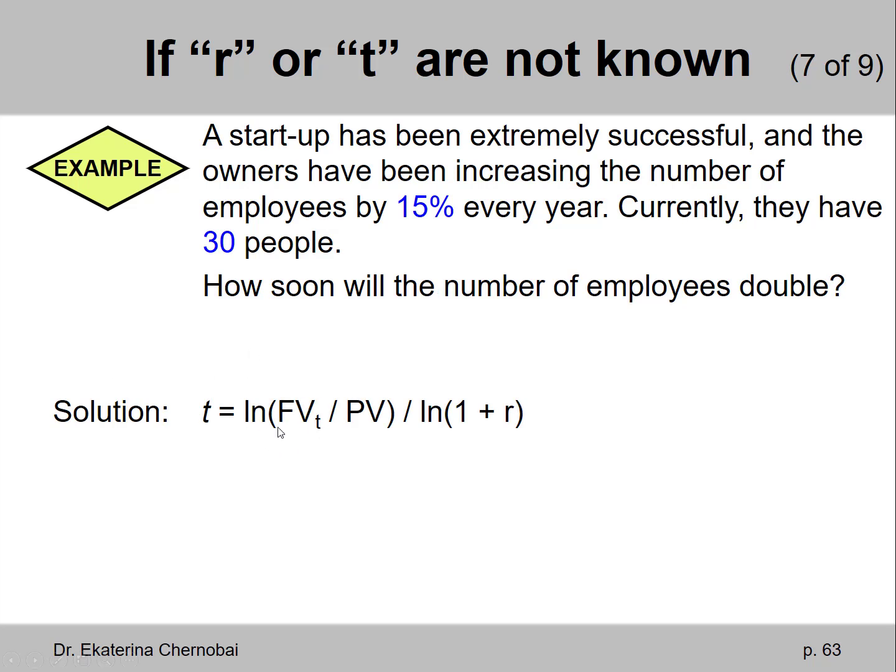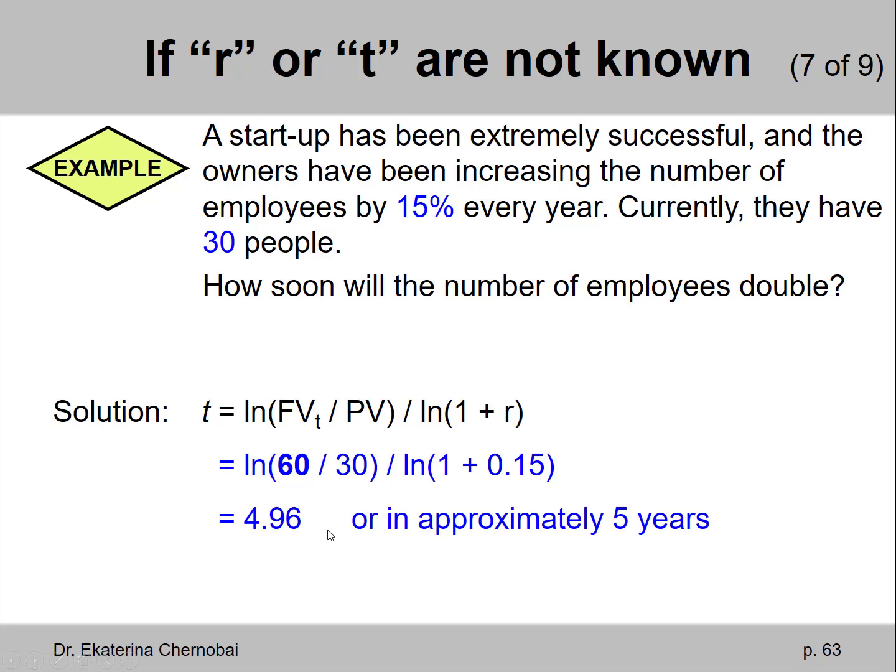And in the formula, what do we use for future value? Well, if the number of people today is 30, then double that must be 60. So the future value is 60, the present value is 30. The equivalent of the interest rate r is the annual growth in the number of employees, which is 15% or 0.15 in decimals. You plug in these numbers into the formula to compute the number of time periods and you get almost 5 years, 4.96.